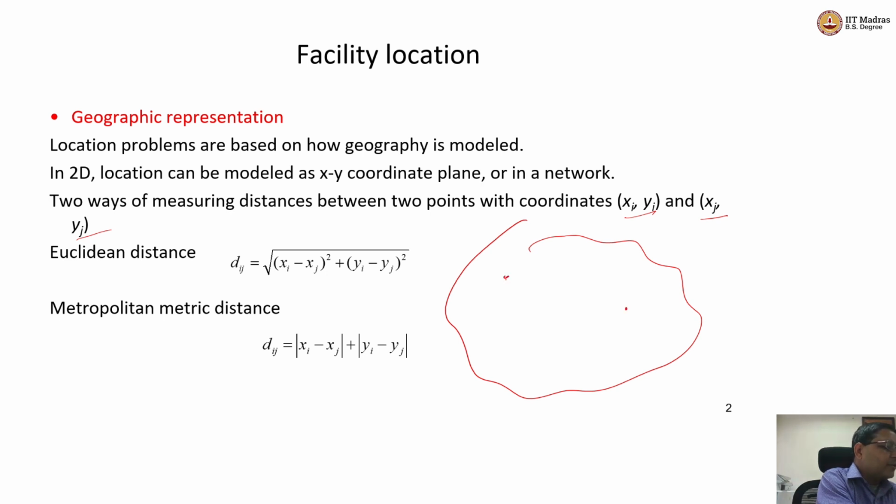This is point number 1. This is point number 2. Point 1 is xi, yi. Point 2 is xj, yj. Right? How are you going to measure the distance?